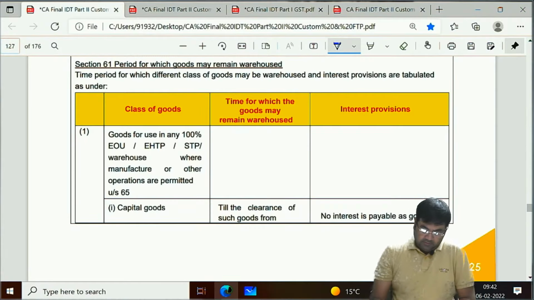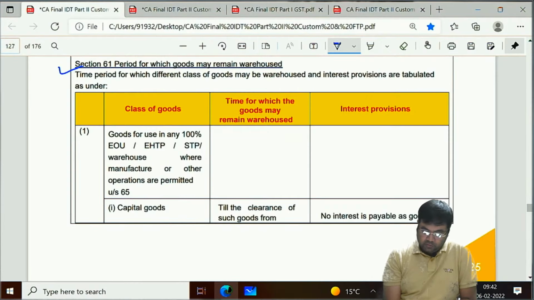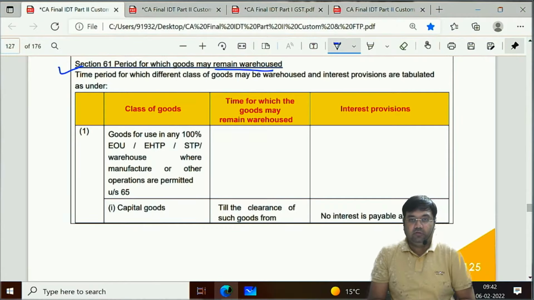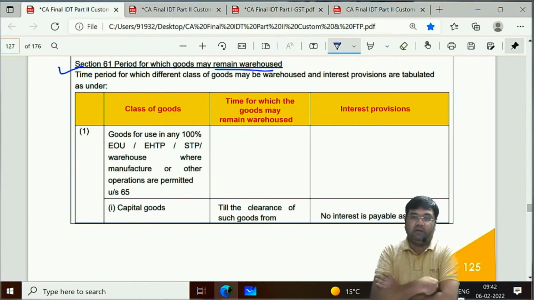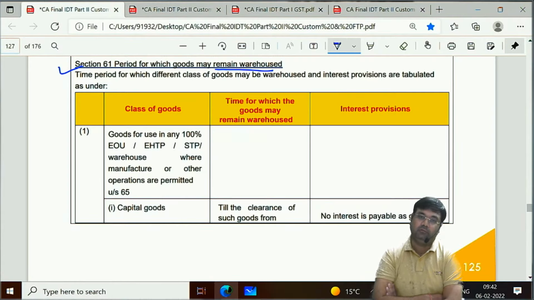Okay. Section 61. Period for which goods may remain in warehouse. So goods deposited in the warehouse. Is there any time frame that the importer can keep those goods in the warehouse, or is there no time frame? After 50 years also he can clear the goods? So is there any time frame or not? Whether he can deposit for 6 months, 1 year, 2 years, 3 years, or he can deposit for infinite time.